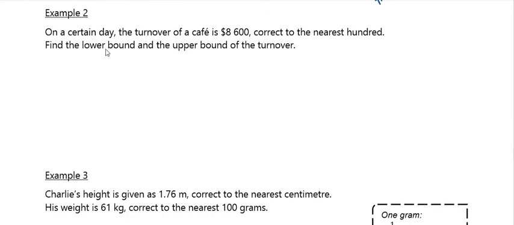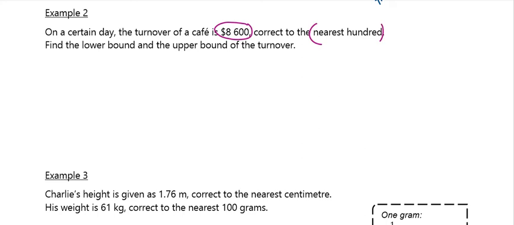Okay, example number 2. On a certain day, the turnover of a cafe is $8,600, correct to the nearest 100. So this is your units of accuracy, which is nearest 100.